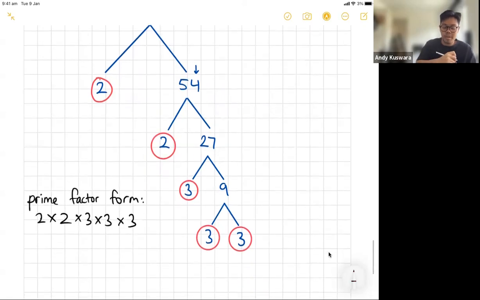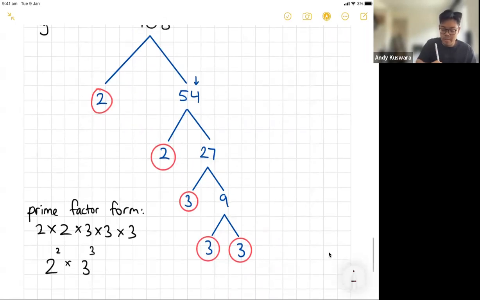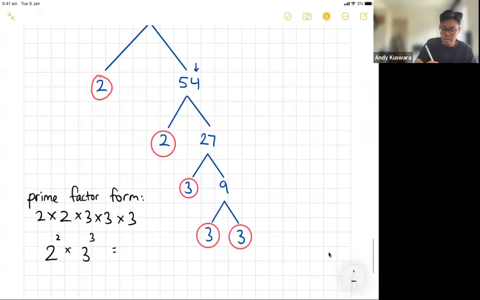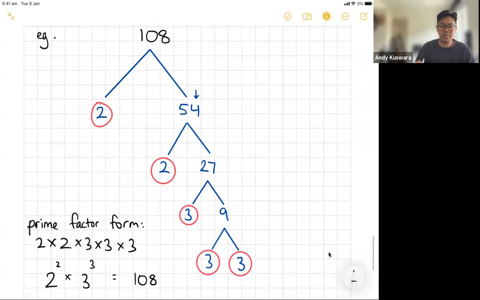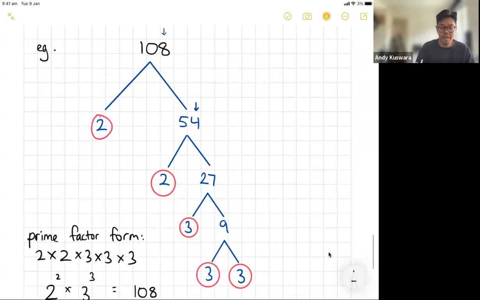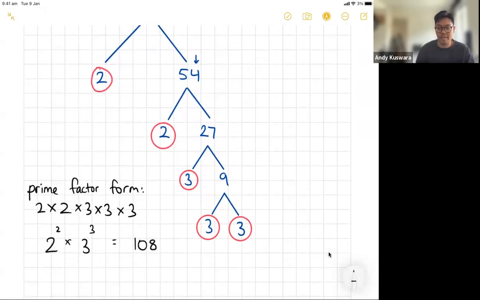And to write it a little bit nicer using my indices, I'll go 2 to the power of 2 multiplied by 3 to the power of 3. And I know that all of that, if you put in your calculator, will give you 108. Hopefully that's right. Yeah, that's crazy. It looks like it's not quite right, but it is correct. And that's how you make a factor tree. And that's how you write it into prime factor form.